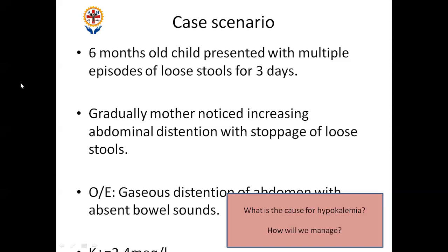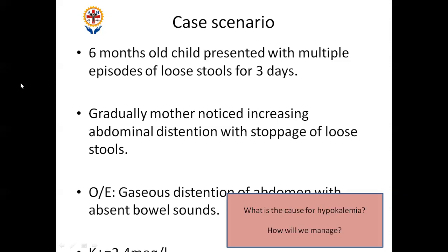Paralytic ileus. Yeah. Any diarrhea child coming with sudden abdominal distension and stoppage of loose stools, you should not think the child is improving. Immediately you need to check the potassium. That's the commonest mistake from the parents' side. They'll think the child is getting better. But sudden stoppage of loose stools is not a good sign, that too with abdominal distension. So be aware of this hypokalemia.